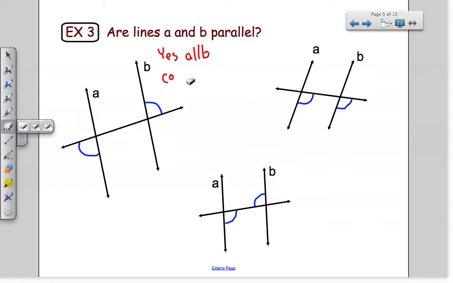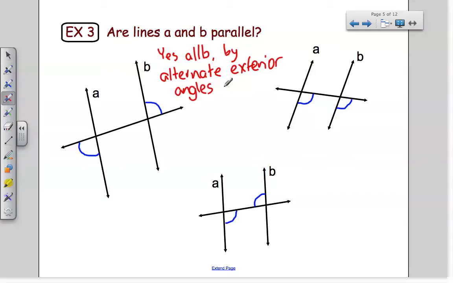Whoops. I'm starting to write converse, but I need to say it's by alternate exterior angles converse, because that's the type of angle pair that we see are marked congruent. Therefore, our lines A and B have to be parallel. And make sure you're writing that word converse in there, because it's saying we start with alternate exterior angles congruent, and we're saying the lines are parallel.